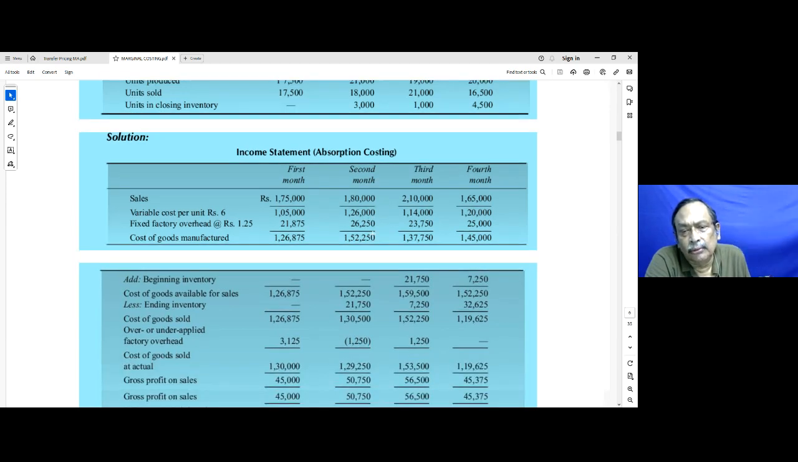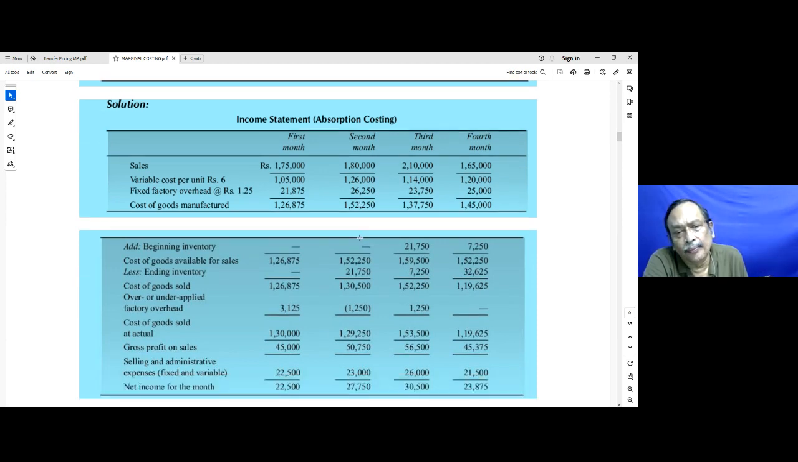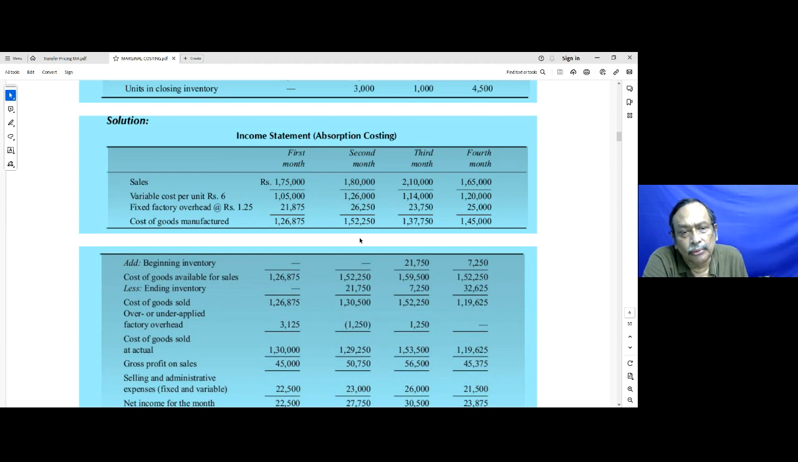There is no beginning inventory in this month. So cost of goods available for sale is 1,52,250. Ending inventory we are going to calculate, just have a look now, 21,750.